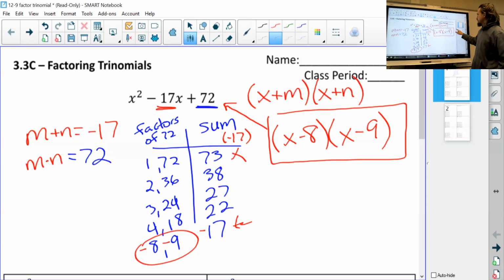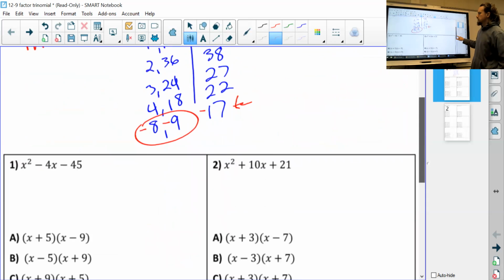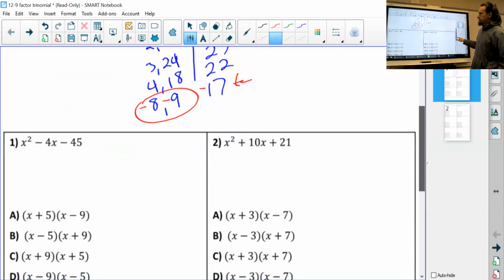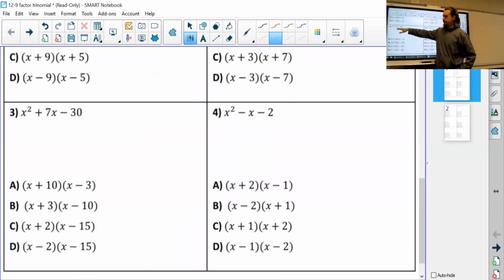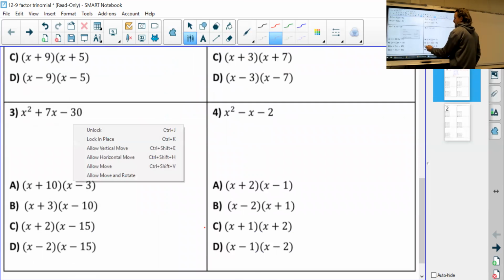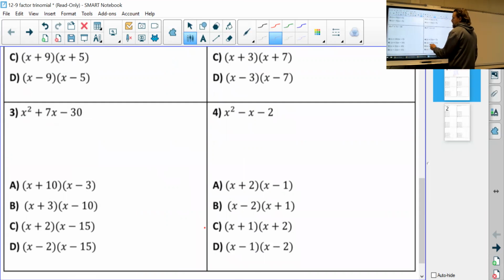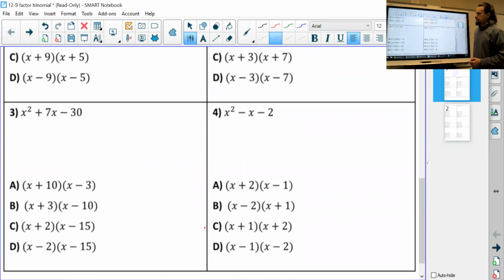Now let's take another example to look at some rules here. In that one, they're both negative. Let's do one where it's one positive, one negative. If C is negative, two numbers multiply together to give us a negative, so one of them has to be positive and one has to be negative.